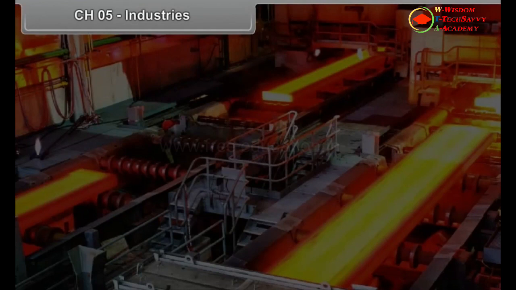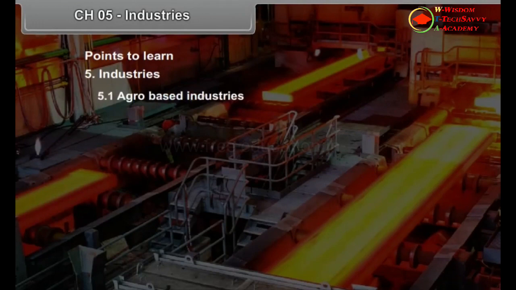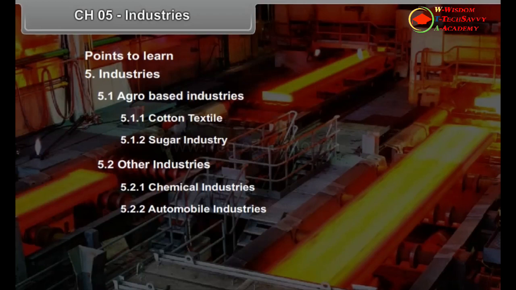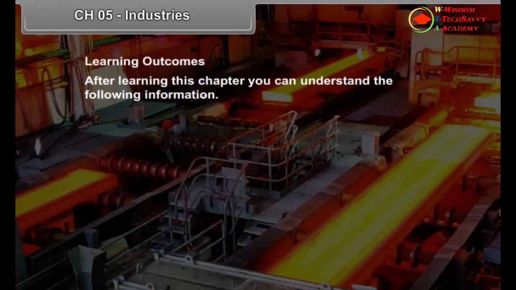Chapter 5, Industries. Points to learn. 5. Industries. 5.1 Agro-based industries. 5.1.1 Cotton textile. 5.1.2 Sugar industry. 5.2 Other industries. 5.2.1 Chemical industries. 5.2.2 Automobile industries. 5.2.3 Electronic industries. 5.3 Industrial pollution.